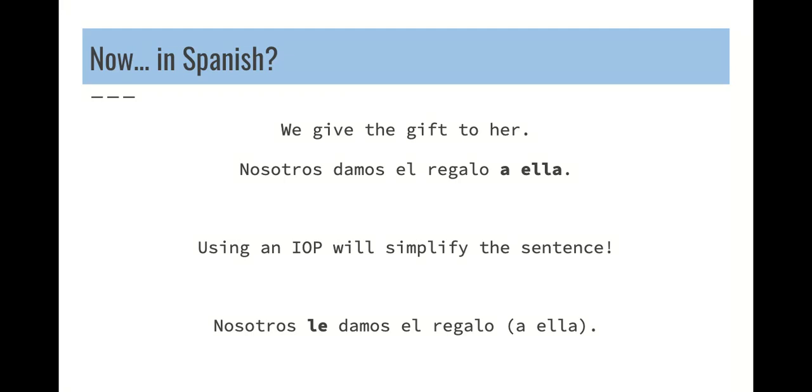And then you could put a ella, you could leave it there, but the reason we're doing this is so that you can cross it out to make the sentence shorter. So the sentence is going to be nosotros le damos el regalo. Okay? I know this is a little bit difficult, just bear with me and refer back to this example screen.